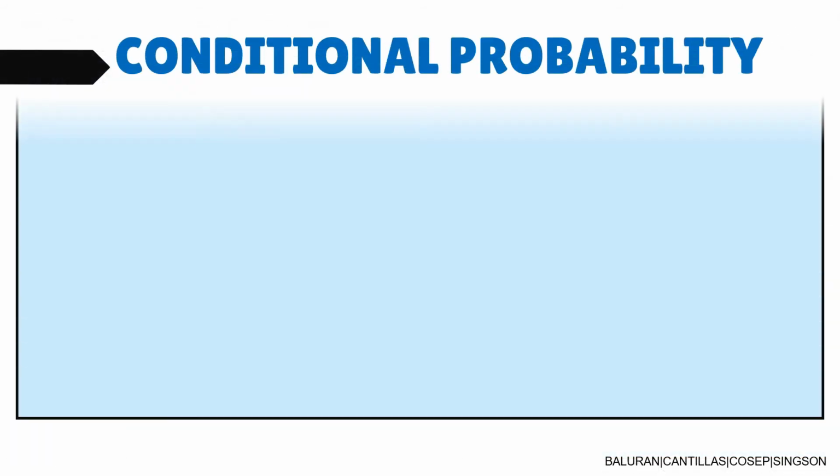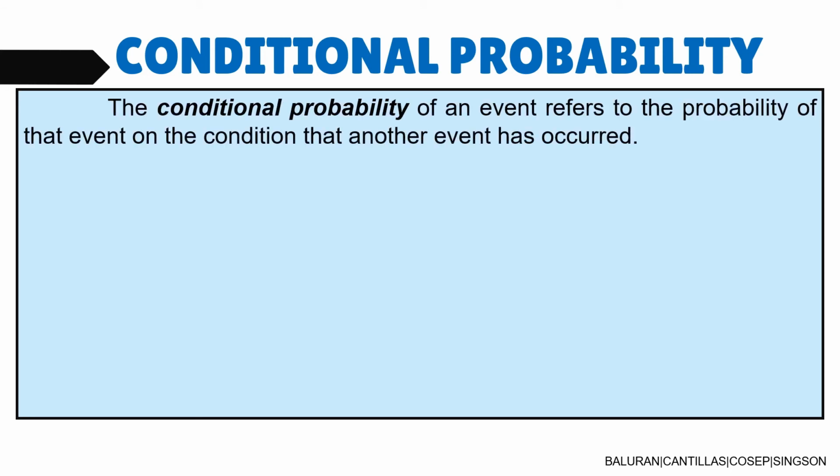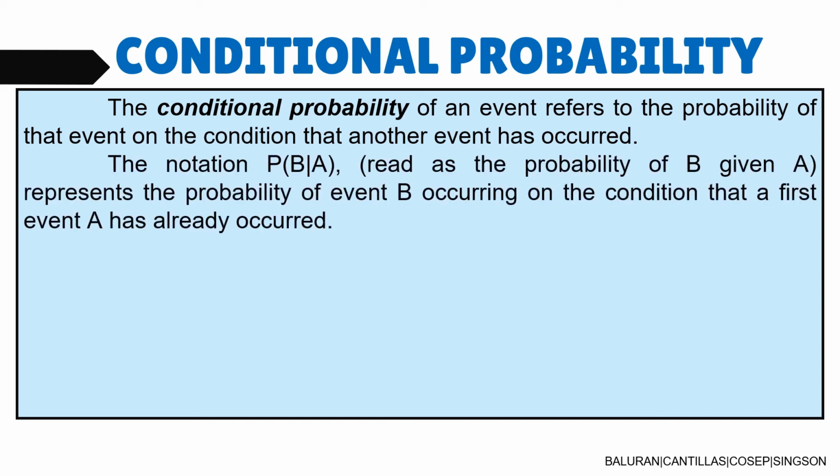Conditional probability. The conditional probability of an event refers to the probability of that event on the condition that another event has occurred. The notation P(B|A), which is read as the probability of B given A, represents the probability of event B occurring on the condition that a first event A has already occurred.